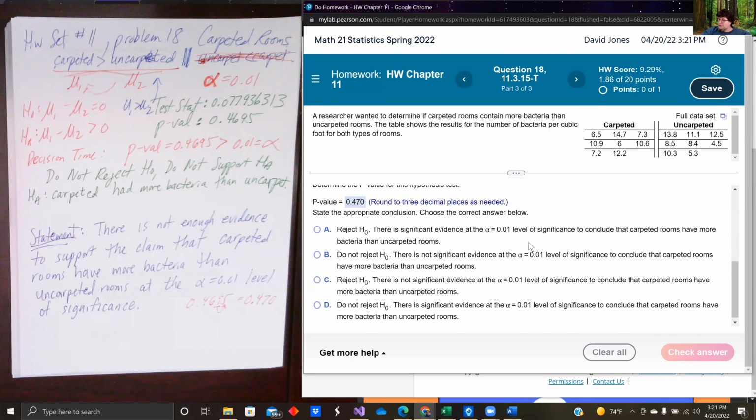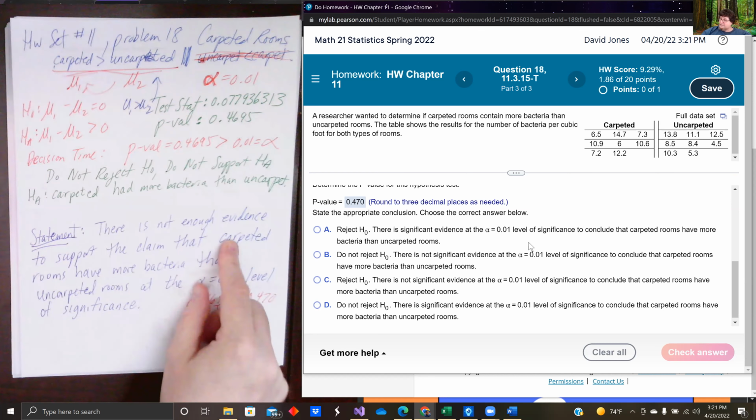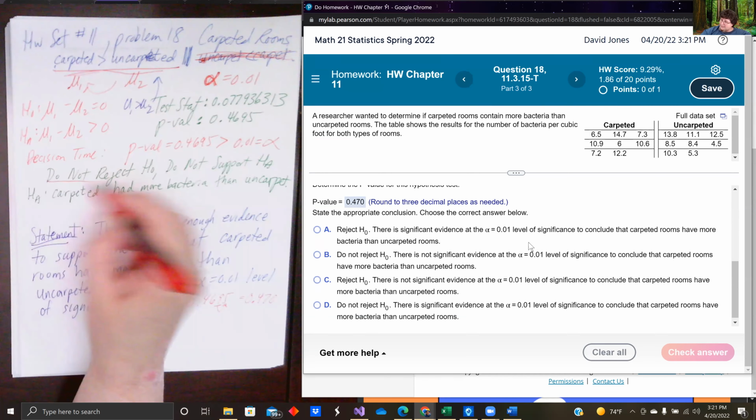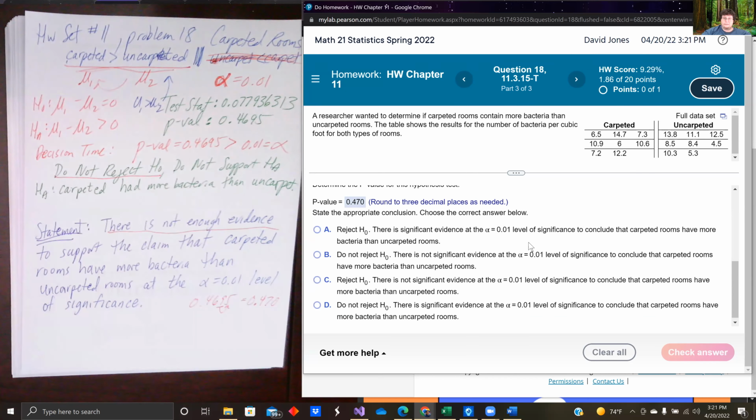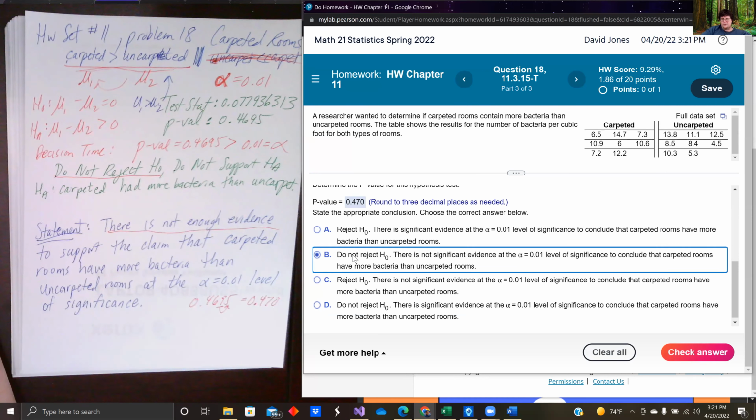So we came up with do not reject H0. And there is not enough evidence. So I need to find the answer that has that and that. Do not reject H0. There is not significant evidence. This looks like the right one. Let me make sure the rest of the words match. To conclude that carpeted rooms have more bacteria. The other one that says do not reject says there is enough evidence. That's not true. So when we don't reject it, there's not enough evidence.